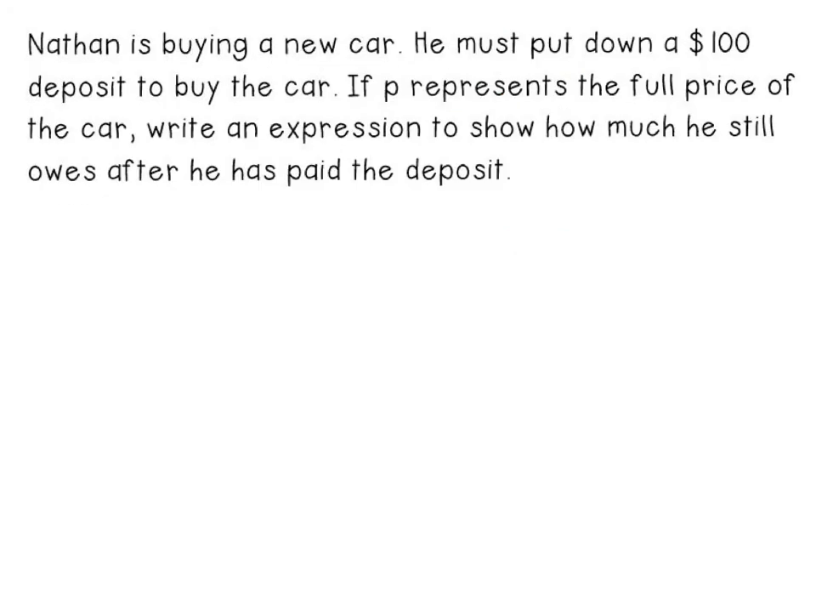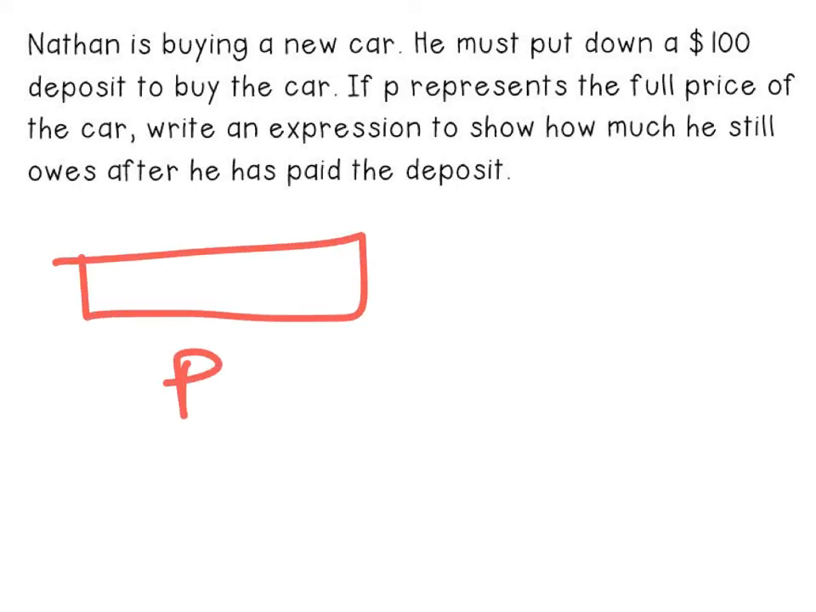Here's another one. Nathan's buying a new car, and he has to put down a $100 deposit on the car. A deposit is an amount of money that you put down to kind of reserve the car, or it's money that you pay up front, and then you'll pay the rest back later. So if P represents the full price of the car, write an expression to show how much he still owes after he paid that deposit. So if he's owed all this money, P, for the car, he paid a little chunk of it, $100, right, because cars are expensive. So he still owes some money there.